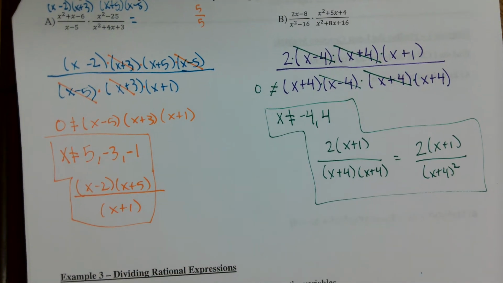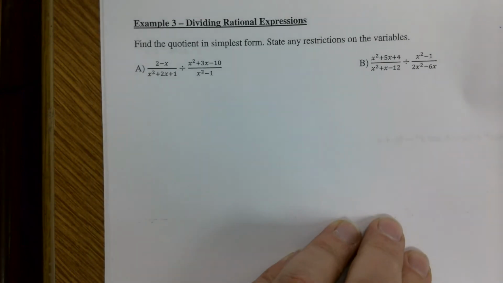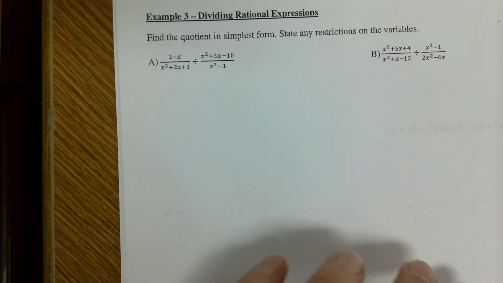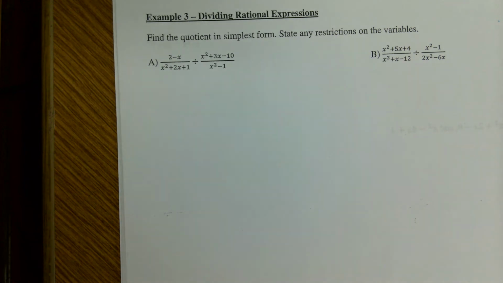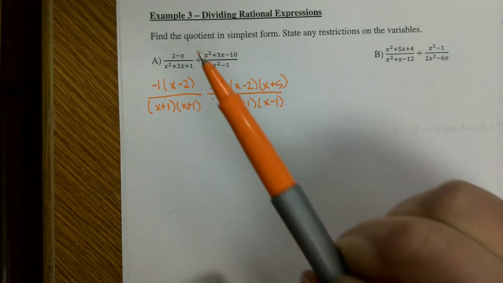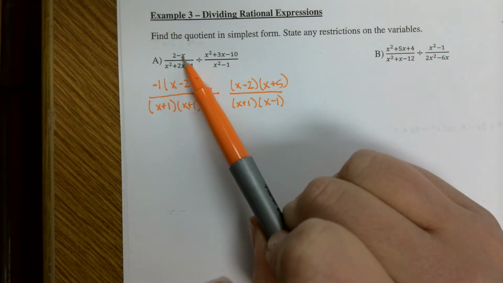Okay, now we're going to get into dividing. It's just one extra step here. So first thing I'm going to do actually is factor. Okay, because this right here is negative, you would want to factor out a negative 1.